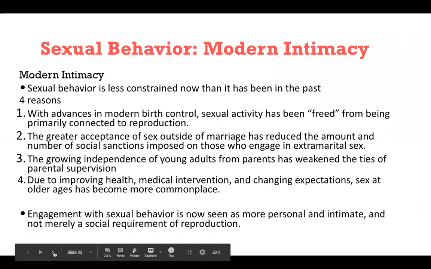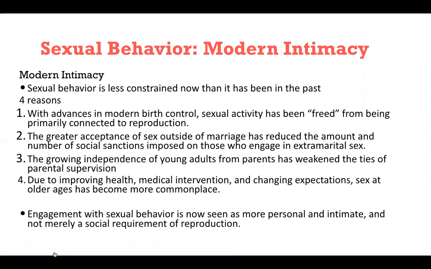But what can we say about modern intimacy, modern sexual behavior, based off of research? So the big point that Cohen makes is that sexual behavior is less constrained now than it was in the past. And he gives 4 reasons as to why that is. Reason number one has to deal with birth control. Reason number two has to deal with the shift around values in regards to sex outside of marriage, and how that's resulted in less social sanctions for people who engage in premarital sex, extramarital sex, and so on.